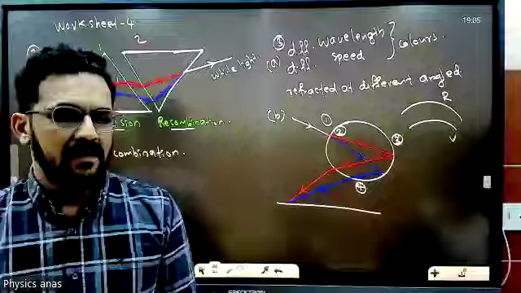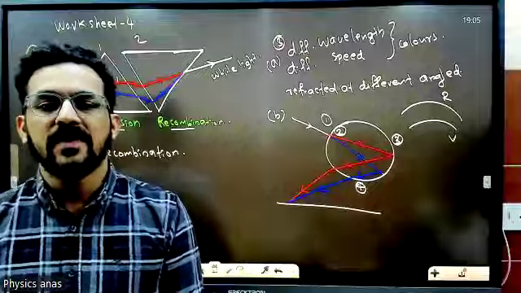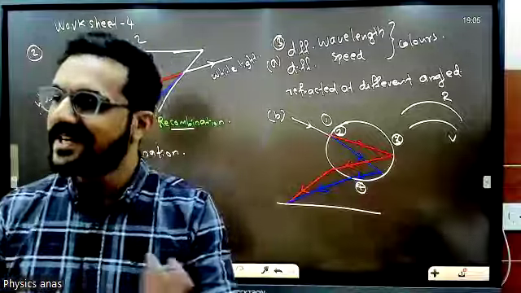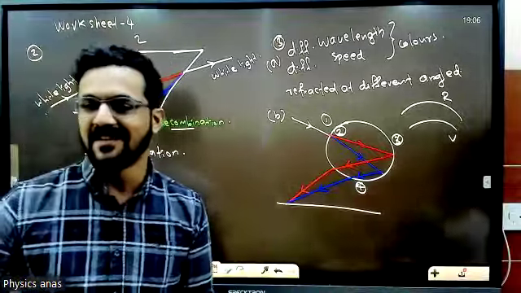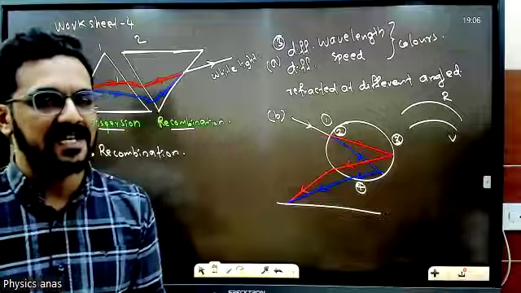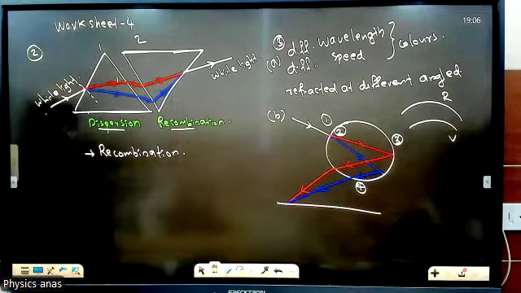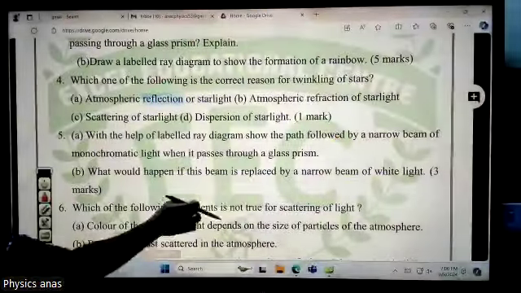Just repeating everything we have studied is the best method to study something. Repetition, consistency. Then the next question.